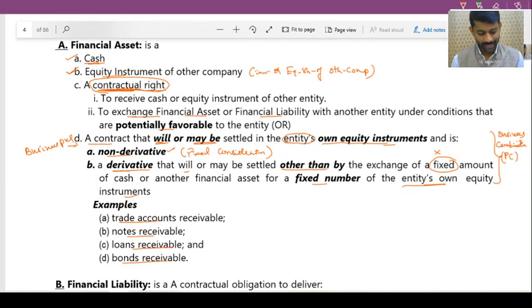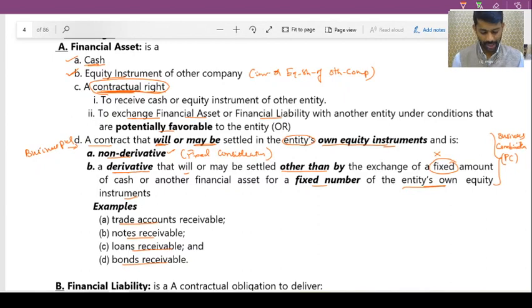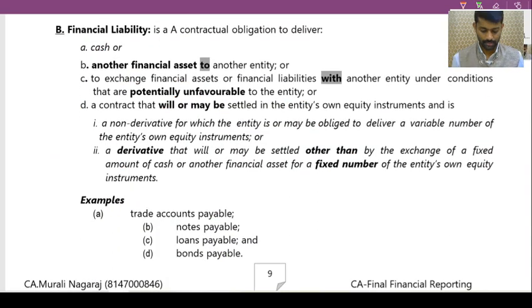Now, can anyone give me a recap? So what do you mean by financial asset? Quickly. Financial asset is cash, the physical cash which is held by the company.